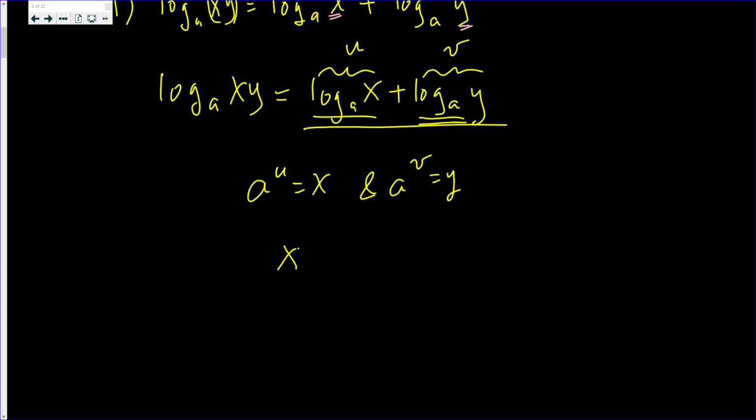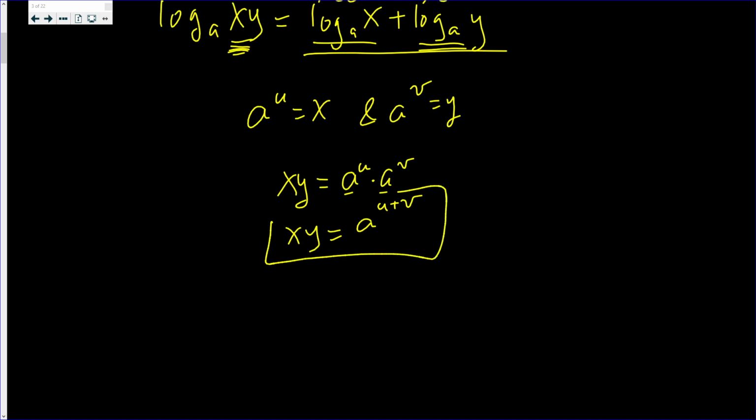Now I multiply x and y, and my motivation for doing that is that on the right hand side it's multiplied. So it's x times y, which is a to the u, times a to the v. Using the same bases, we add the exponents. But this statement is the same as u plus v being equal to log base a of xy, because a to the u plus v should equal xy, and that's what it said.